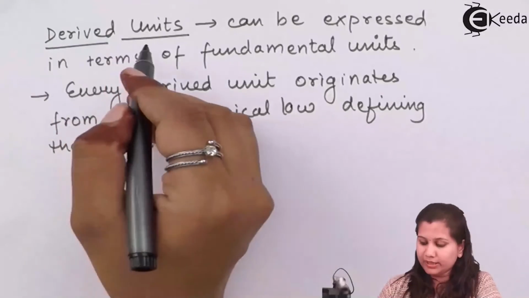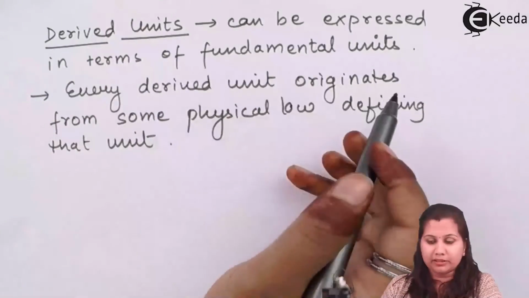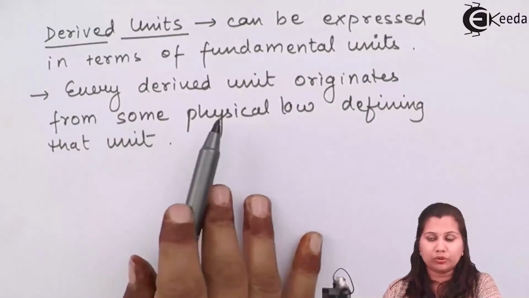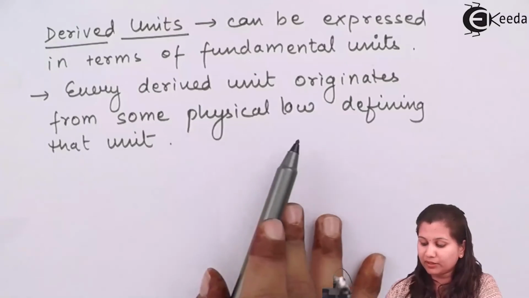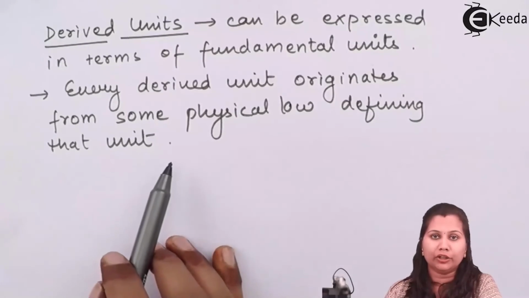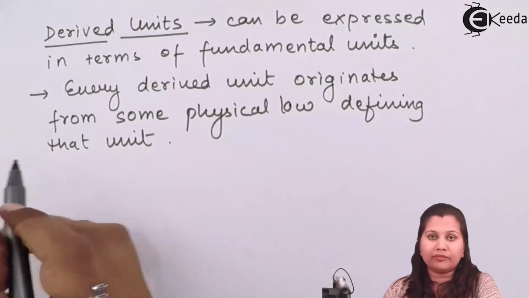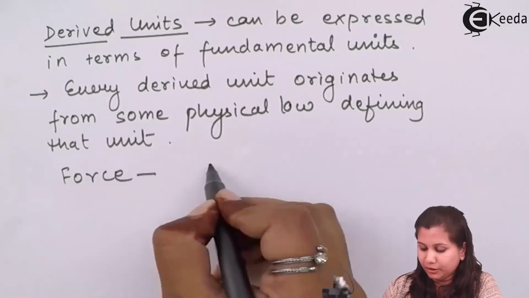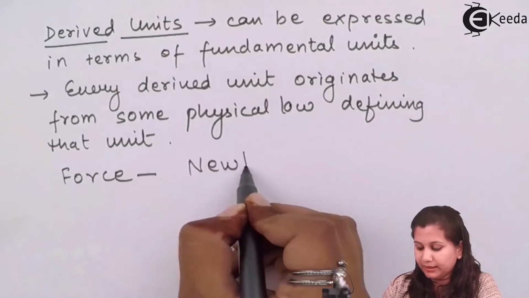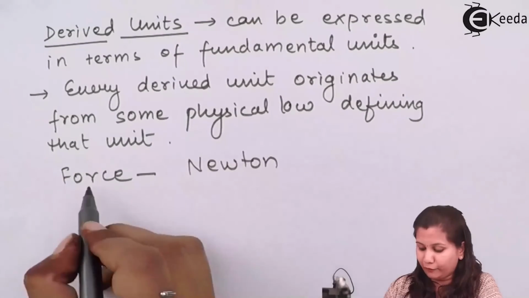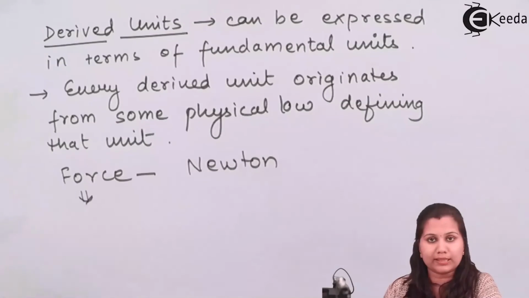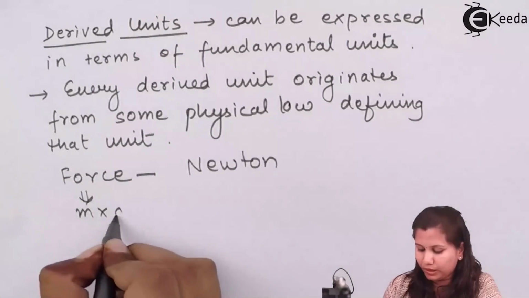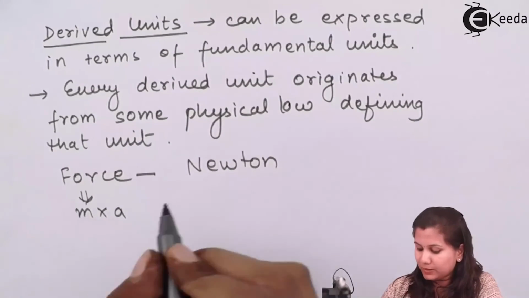So derived units can be expressed in terms of the fundamental units, and every derived unit originates from some physical law which is defining that unit. Like we studied for the force. For force we have the unit Newton. Now Newton is a derived unit because we know that force is equal to mass into acceleration, that is m into a.